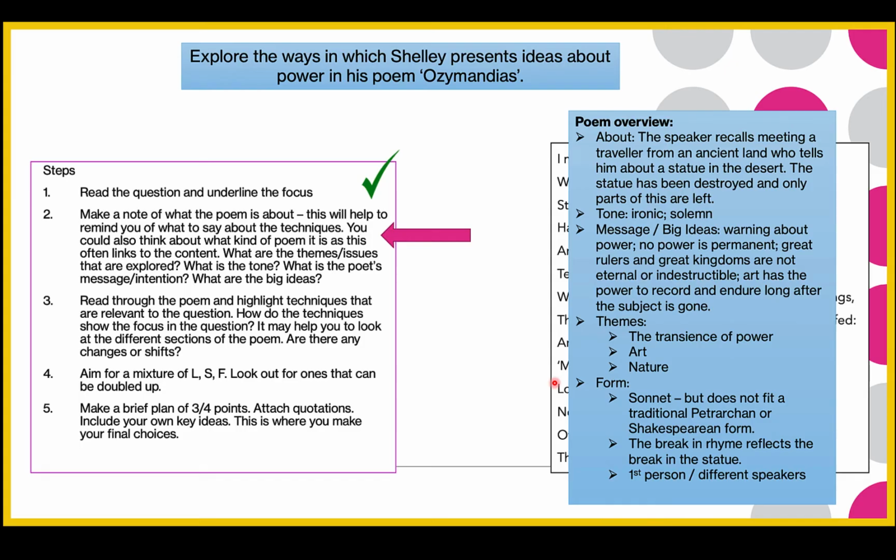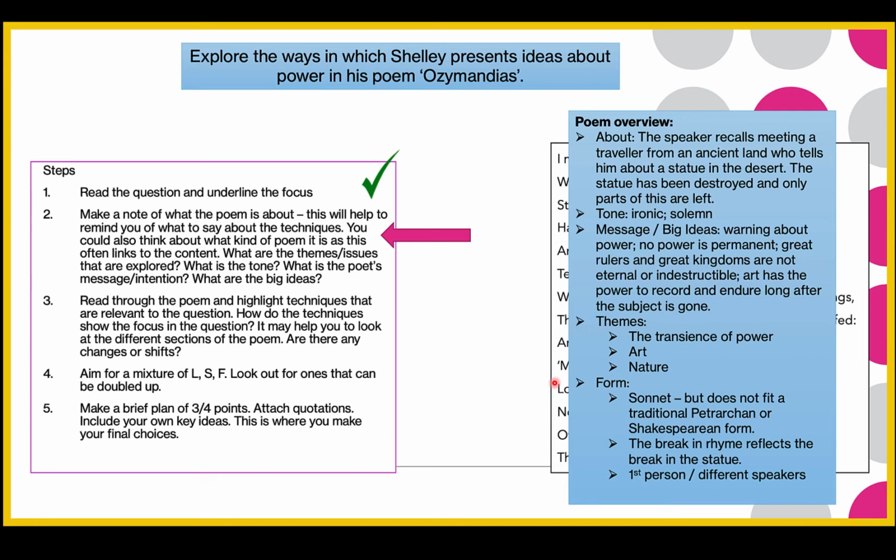So I've got what it's about. So just on a basic level, just to remind me, the speaker recalls meeting a traveller from an ancient land who tells her about a statue in the desert. Now the statue has been destroyed and only parts of this are left. So that's kind of the crux of the poem. Different tones, so at times it's ironic and sometimes it's solemn, like sometimes that will shift.